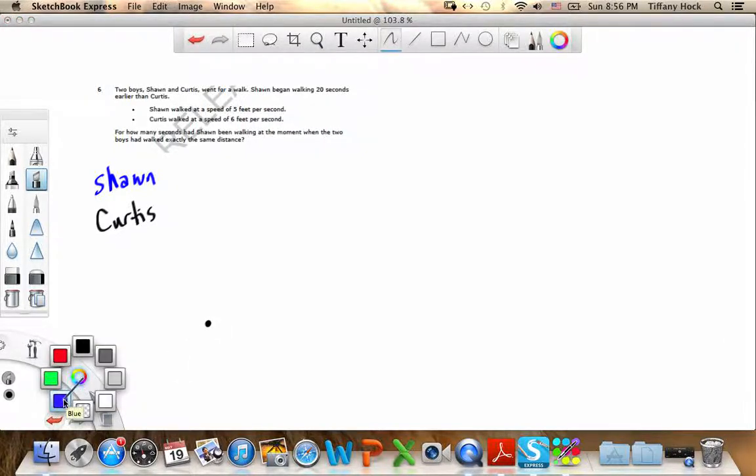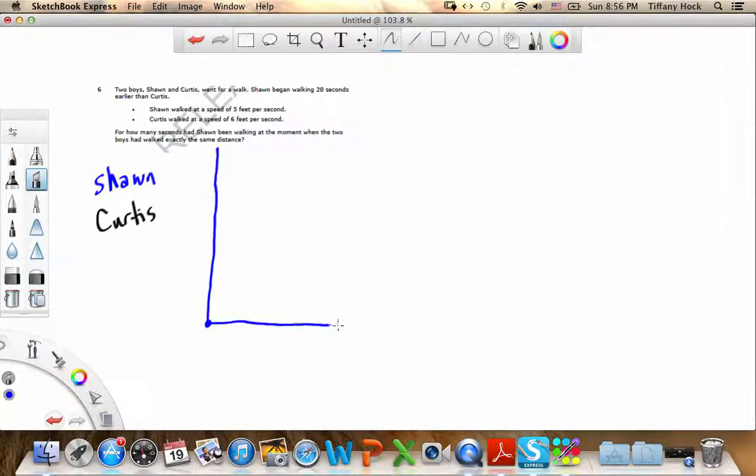And I'm going to have the blue kind of cover up the black there, but both of them are starting at the same point. The x-axis for my graph will represent the time that the two of these guys have been walking, and the y is going to represent the distance that they have walked. So distance, that's going to be our y-axis.